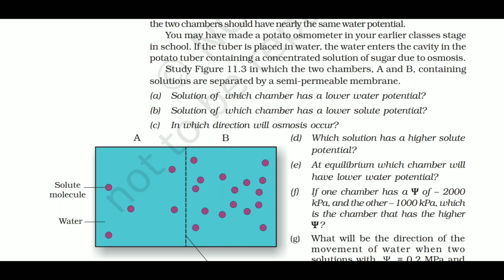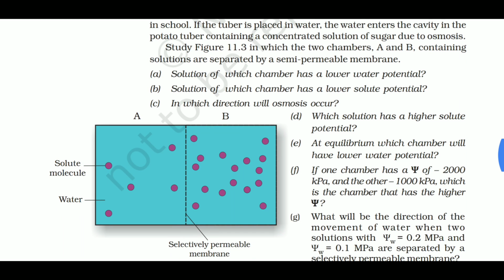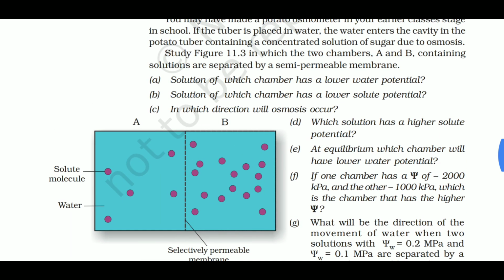You may have made a potato osmometer in your earlier classes. I think you all remember this from school. If the tuber is placed in water, the water enters the cavity in the potato tuber containing a concentrated sugar solution due to osmosis. So here is the picture. We are going to discuss this picture.